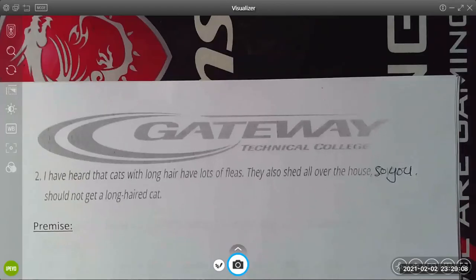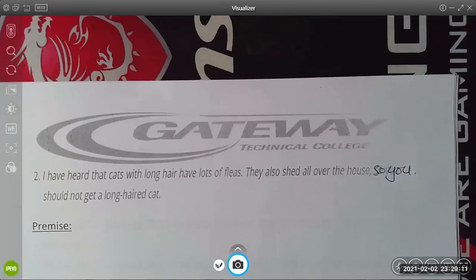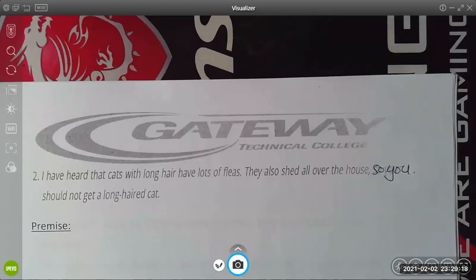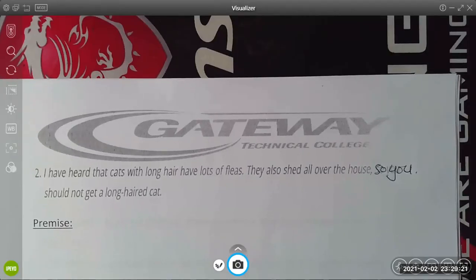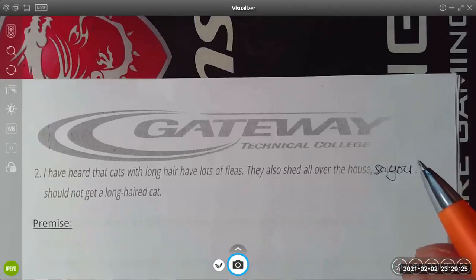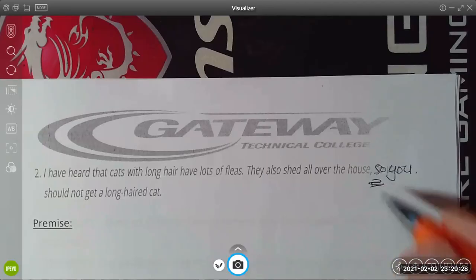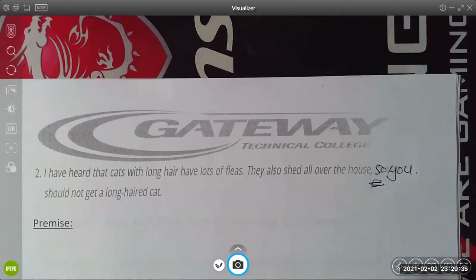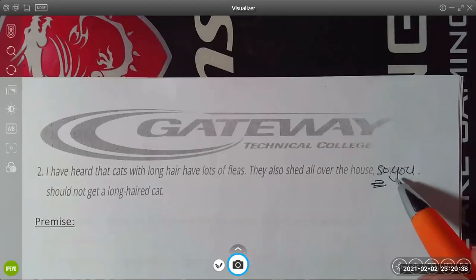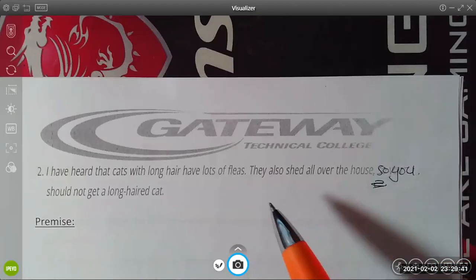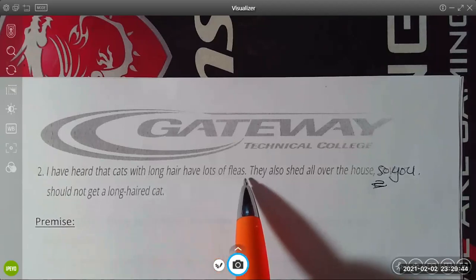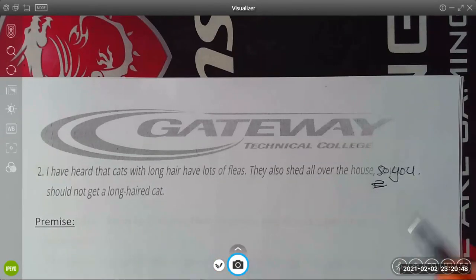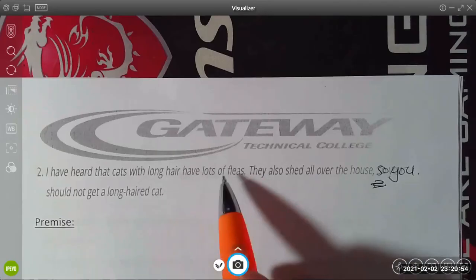Number two, I have heard that cats with long hair have lots of fleas. They also shed all over the house. So you should not get a long-haired cat. This one, the conclusion part is very easy to identify. This is so. So this is the conclusion. So what are the premises? Premise, don't forget, is something that supports your conclusion. What supports that you should not have the long-haired cat? There's two reasons. One, they have a lot of fleas. Secondly, they also shed all over the house. That's the reason you want to avoid having this long-haired cat, right? So two reasons, that's your two premises.